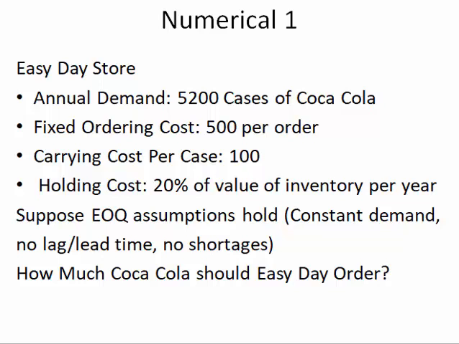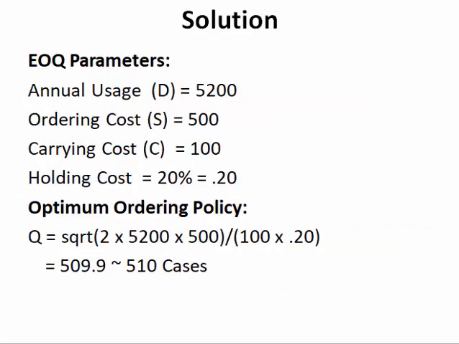Numerical 1. Easy Day store. Suppose annual demand is equal to 5,200 cases of Coca-Cola. Fixed ordering cost is 500 per order. Carrying cost per case is 100. Holding cost is equal to 20% of the value of inventory per year. Then as per our EOQ model, you have to calculate how much Coca-Cola should Easy Day order.